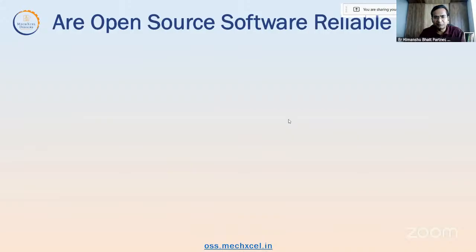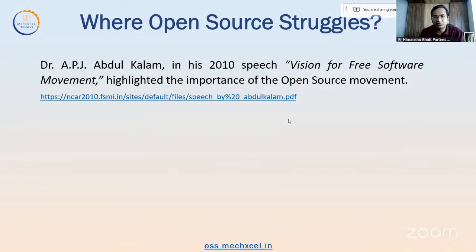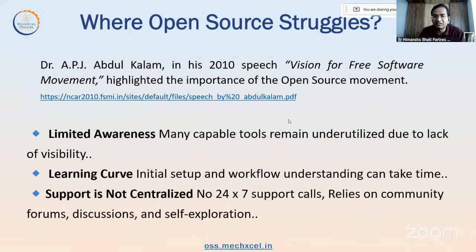So, is open source software reliable? To answer this question, we can understand with some statistics that today 96% of internet servers are operating on Linux, which is open source. For all our mobile devices, Android is based on Linux. So the open source community has already proven its reliability. Now it only struggles when it comes to application in the engineering field in particular.